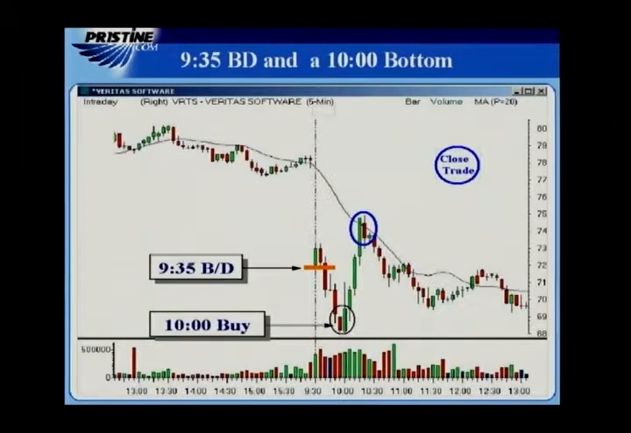Let's take a look at a 5-minute chart of VRTS, Veritas Software. I want you to note that during the first 5 minutes of the trading day, the micro trader is on the edge of his or her seat watching his or her collection of stocks very carefully without any action. The micro trader understands that the first 5 minutes calls for no action, according to our philosophy. It calls for watching, particularly those stocks that gap up or gap down. So the micro trader is going to watch his or her collection of stocks for 5 full minutes.